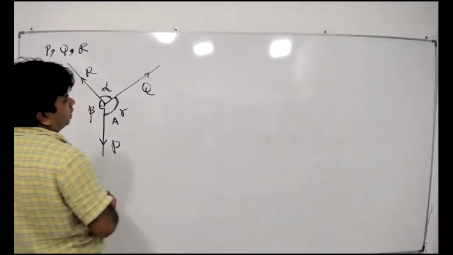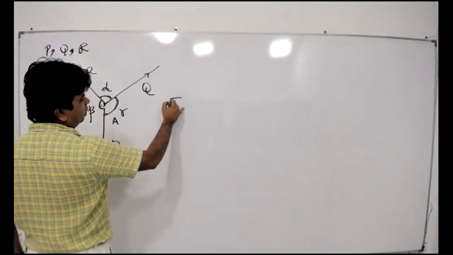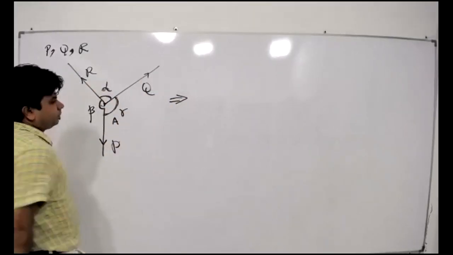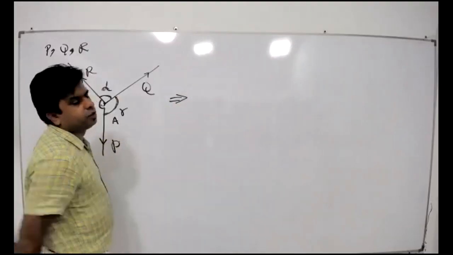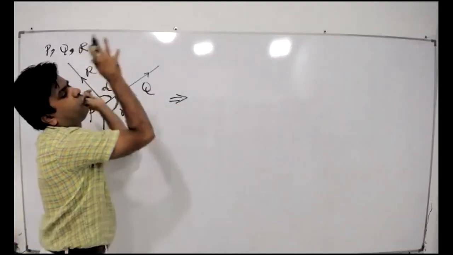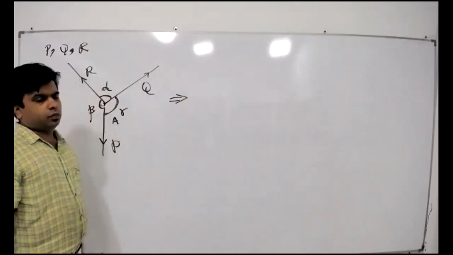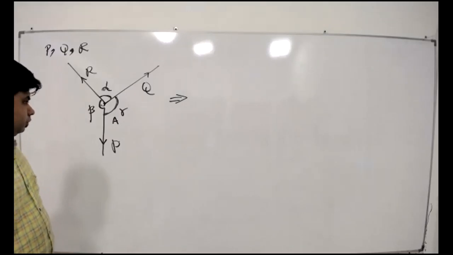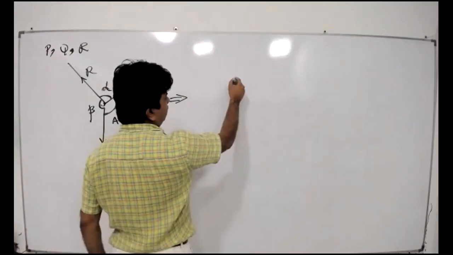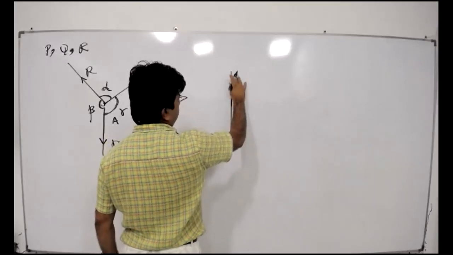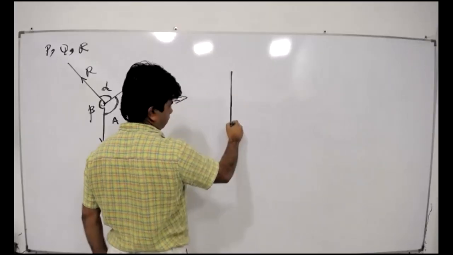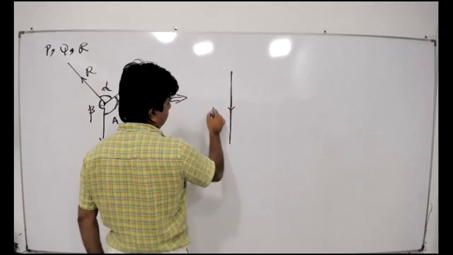Okay, now you know that this is just a picture, right? So we want to convert this to a force triangle. That means we have to represent this by a force triangle. Clear? Then what do we do? You know that the first force is P. Right? P. Clear?